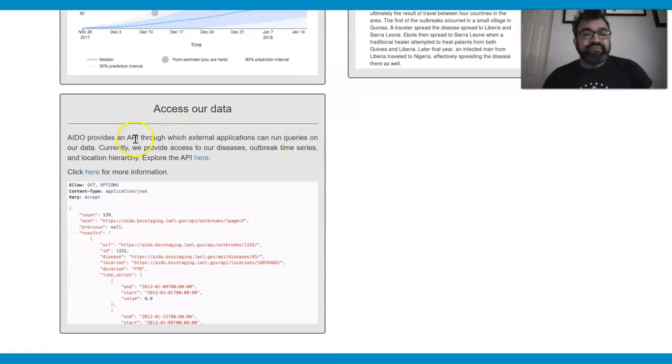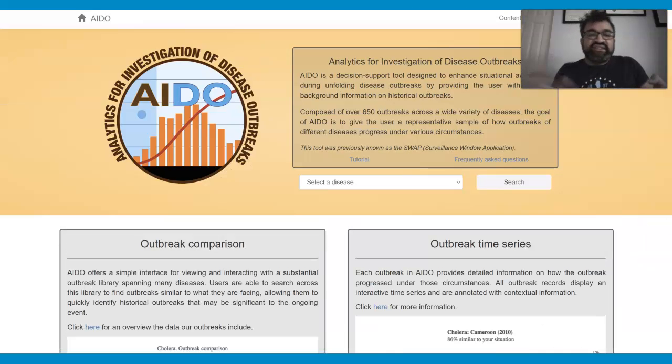And if you want an API, and I've actually created quite a few APIs, then you can go ahead and use some of this code and build this in. So this sums up a really interesting, really important tool that can be used for disease investigation called Analytics for Investigation of Disease Outbreaks.